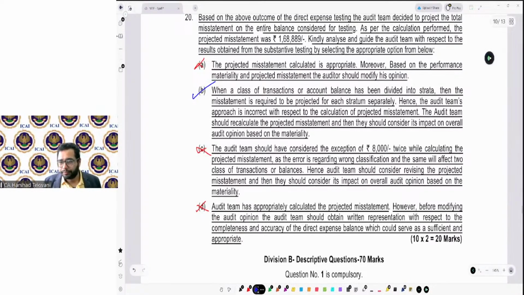Clear? Any doubt with respect to this question? Okay. If no doubts, then let me take up some doubts which are related to other topics which have come in the questions.